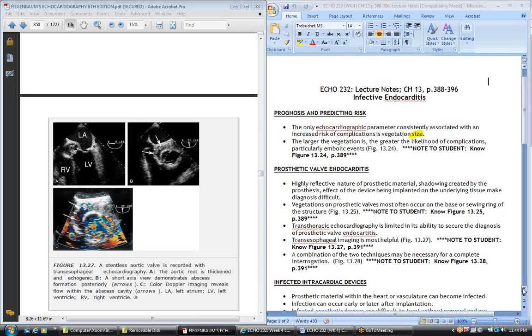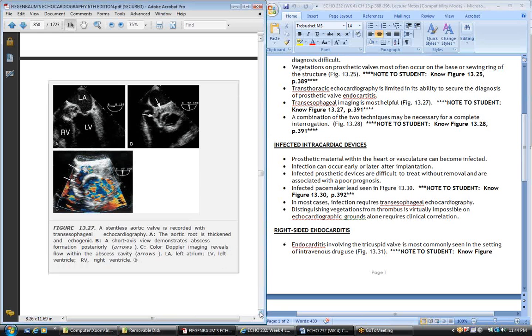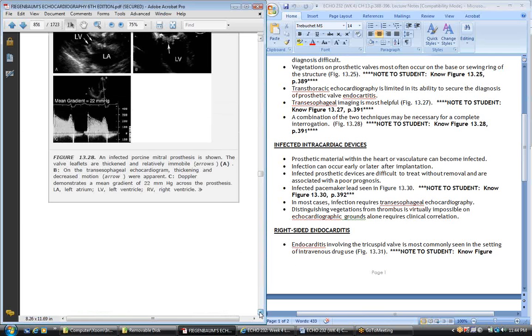All right, so moving on. Infected endocardiac devices. Anytime you have a prosthetic material inside the heart or vasculature, it can become infected. Infection can occur early or later after implantation. They are difficult to treat without removal and are associated with a poor prognosis. An infected pacemaker lead is shown in figure 13-30.